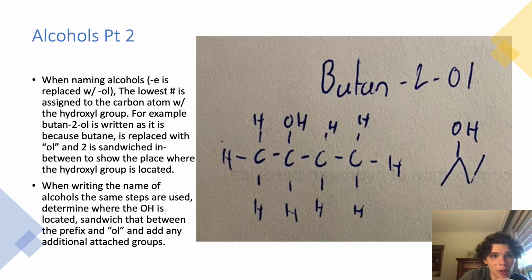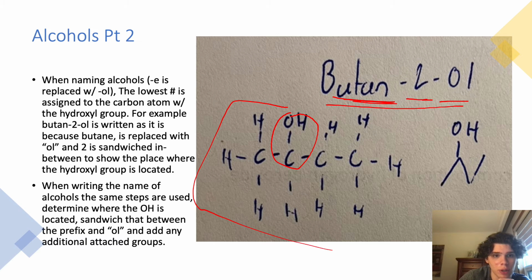So when naming alcohols, the lowest number is assigned to the carbon atom with the hydroxyl group. For example, butan-2-ol, as shown here, is written because it is butane, with the -e replaced with -ol at the end, and the 2 is sandwiched in between because that's the carbon that the hydroxyl group is bonded to. So when writing the names of alcohols, the same steps are used if you're given the picture here. You count the amount of carbons, you know that it's butane, use the prefix, add the suffix -ol, and then sandwich, as I like to say, in between which carbon it's on.